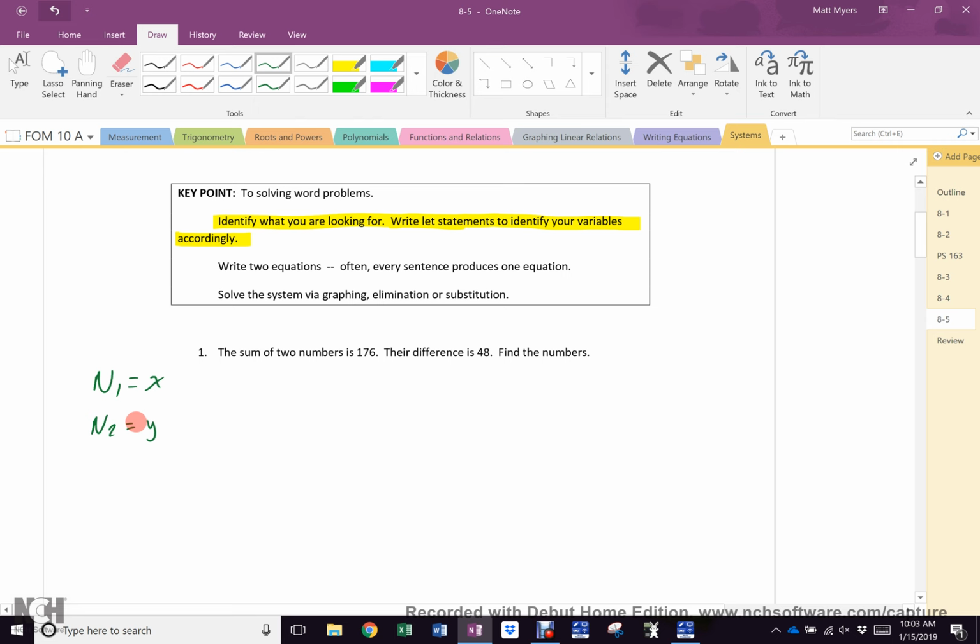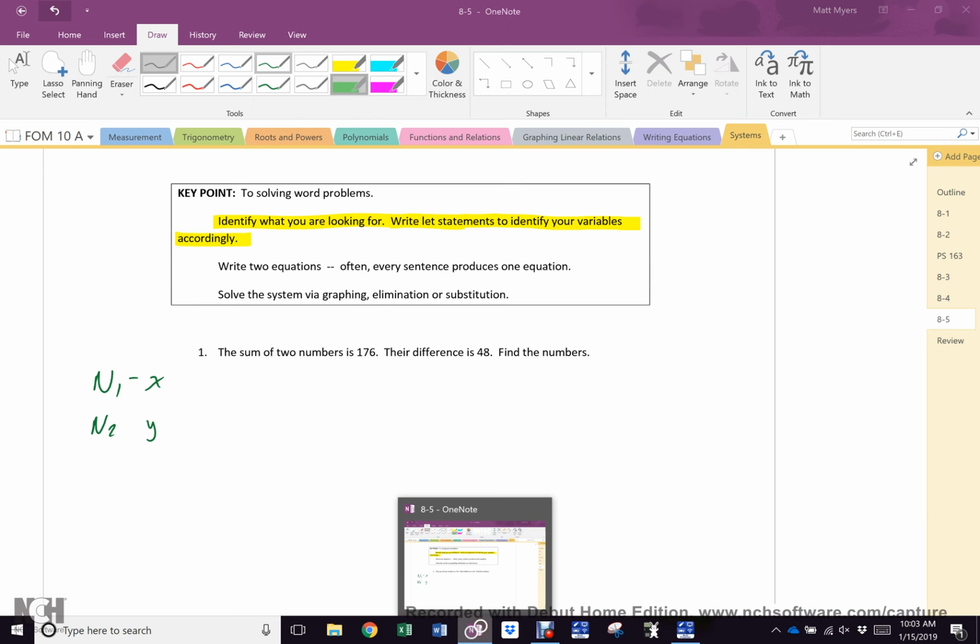Next thing. Write. Pretend I'm highlighting the second line. Use your imagination. Write two equations. Why do I need two equations? Because I got two unknowns. And I even tell you, each sentence, you know what? I'm just going to close this off so my writing stops disappearing.